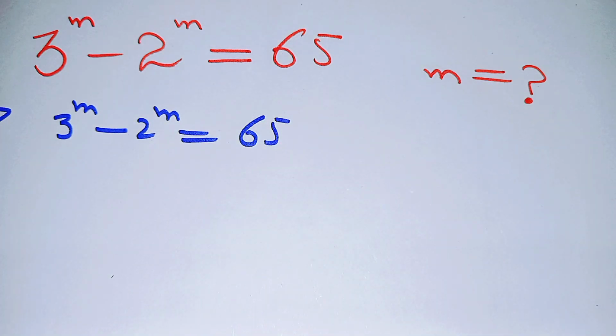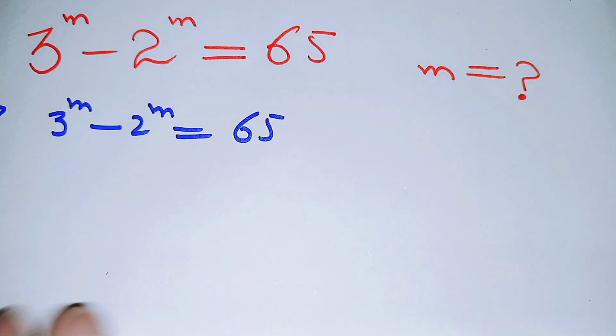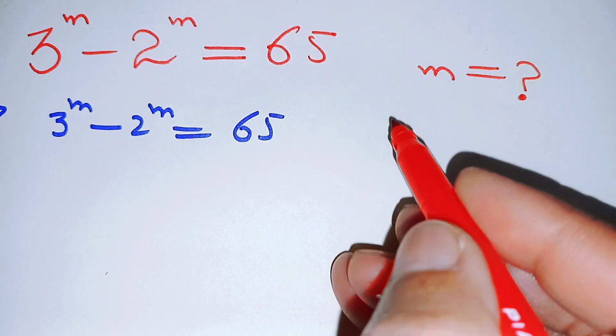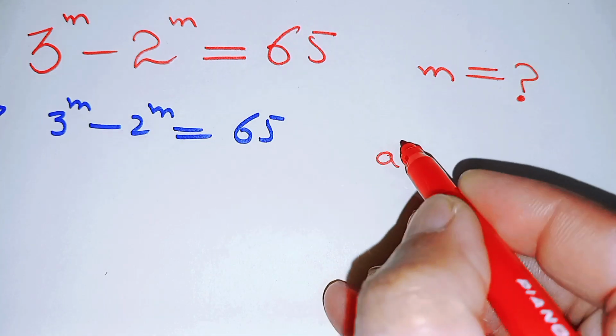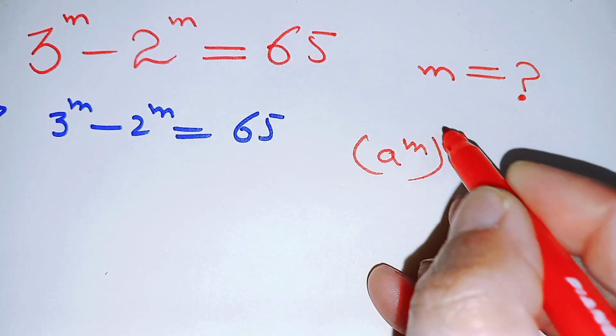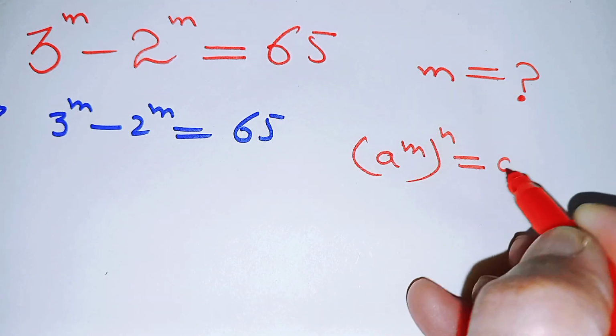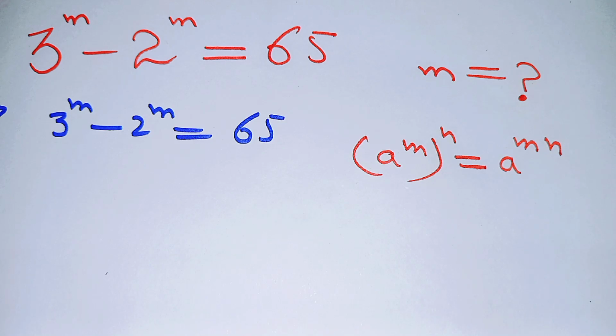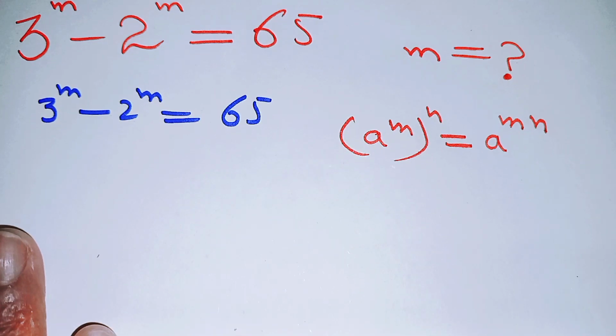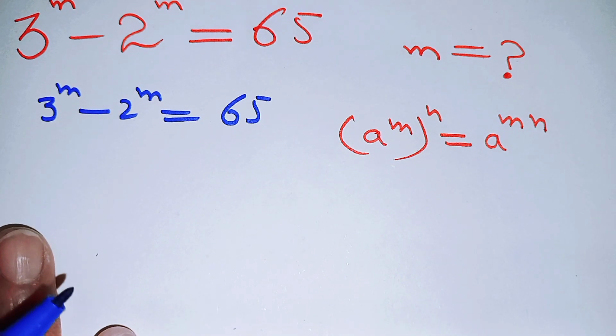Here we use an exponential law: a to the power of m, whole to the power of n, is equal to a to the power of m times n. We solve this question using this rule.